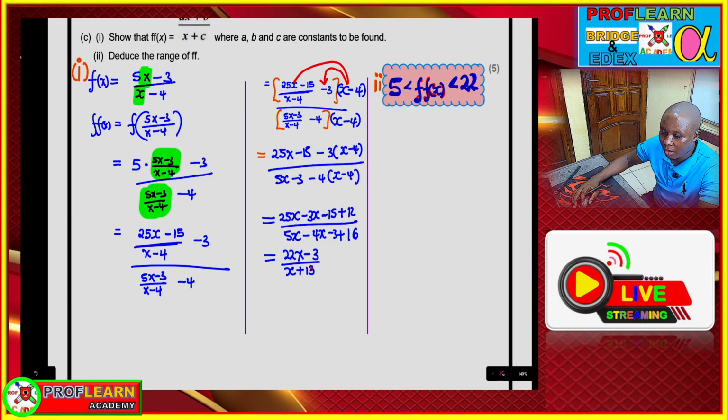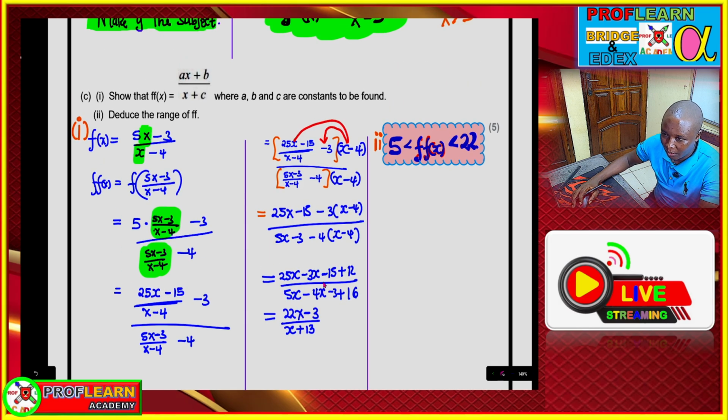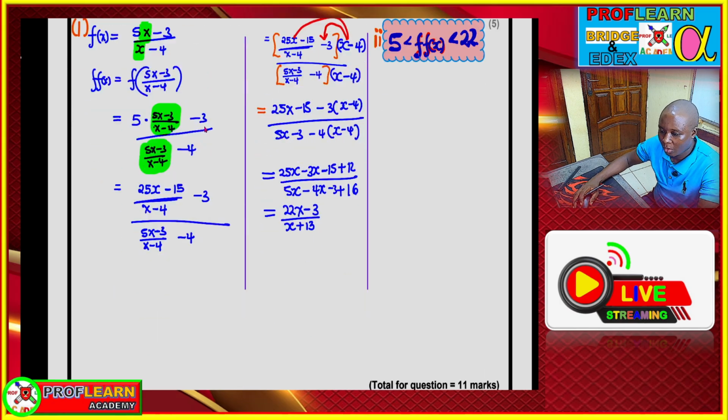22x minus 3 over x plus 13, which is basically the expression that we are being asked in this question. So that is basically what you are going to do in that part.